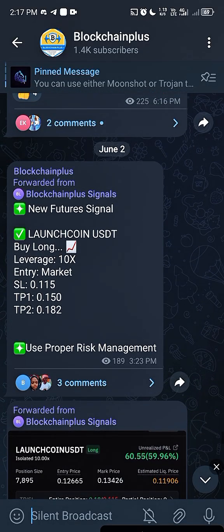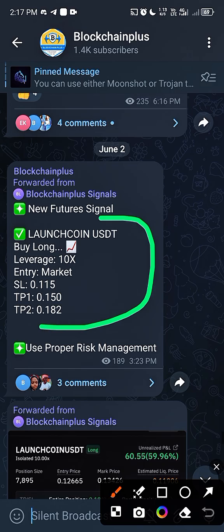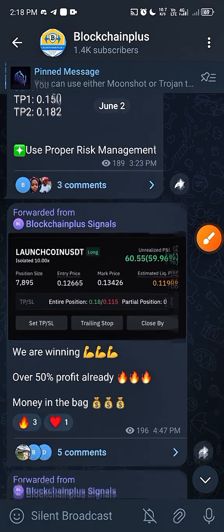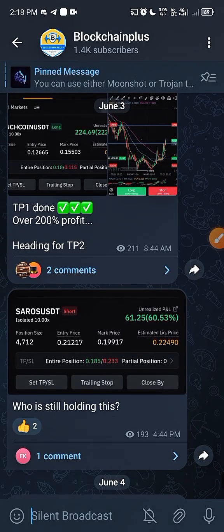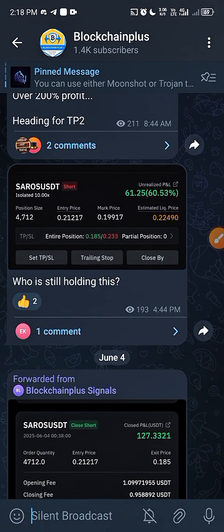This is our free group. I dropped it in the free group and lots of people made money from this particular trade. You can see TP1, you can see TP2 right there. So you can see a lot of people made money from it. And then at the end of the day, the trade actually hit our SL.